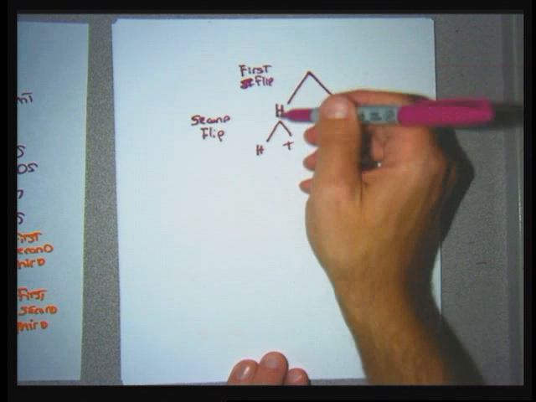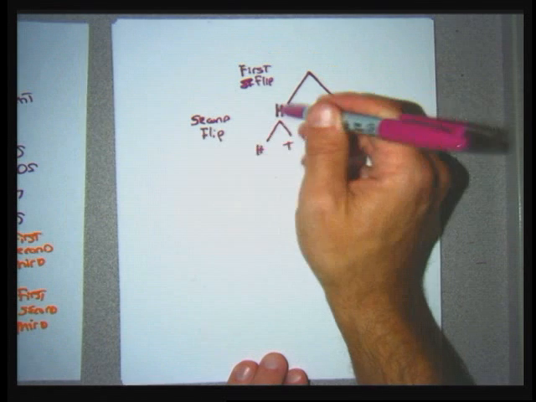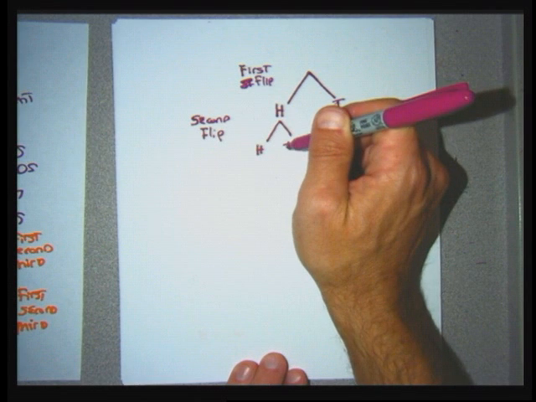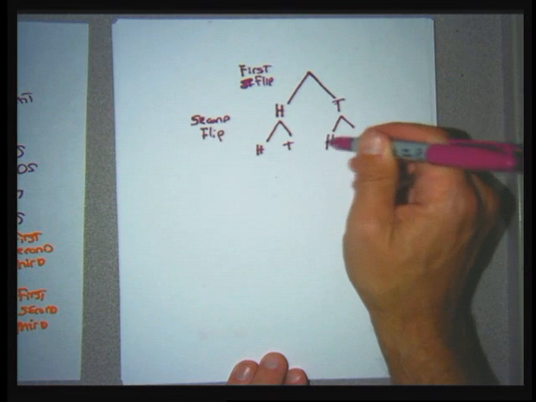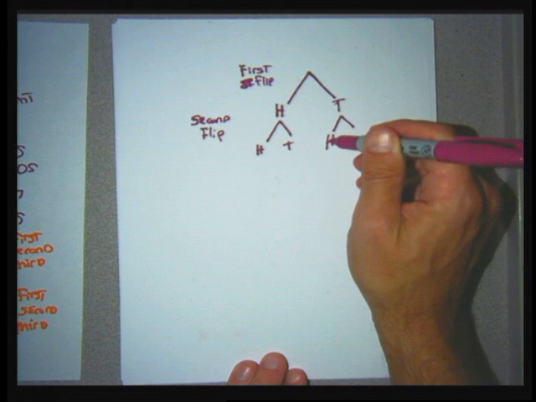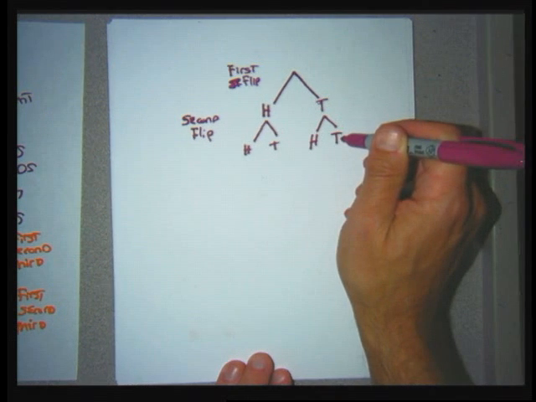Following the tree down this way, this would say I could get a head on the first flip and a head on the second flip, or a head on the first flip and a tail on the second flip. And if I do this with this tail, I could see a tail on the first flip, a head on the second flip, and a tail on the first flip, a tail on the second flip.